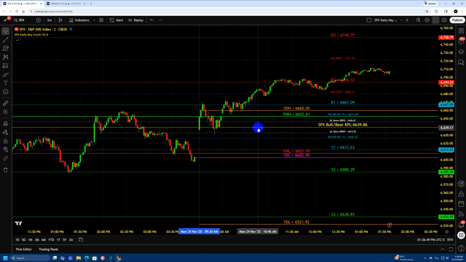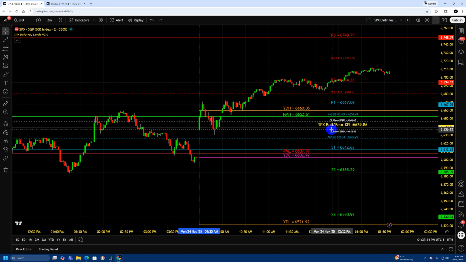As far as trade entries of bullish and bearish, we're going to look at today's session as an example. So the most important key level that you have on any given session out of all the main key levels is going to be this level here, the bull bear KPL, which stands for key price level. This is the main, most important bull bear price pivot for today's session.